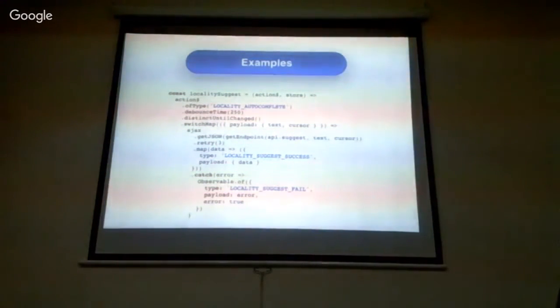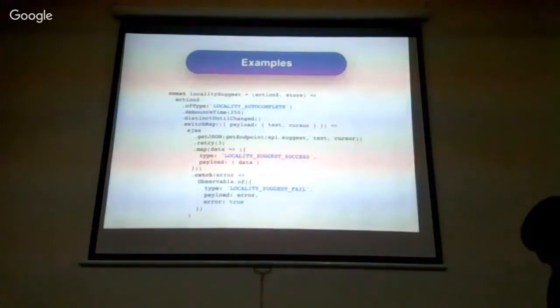So whenever my text input changes, I dispatch an action of type locality autocomplete. And this epic debounces this stream for 250 milliseconds. So it will take in an action of locality autocomplete, and if for the next 250 milliseconds another locality autocomplete comes, it's going to ignore that. And then it will take another locality autocomplete action once those 250 milliseconds are over, and it's going to repeat that over and over again. Cool, so that's the debounce.